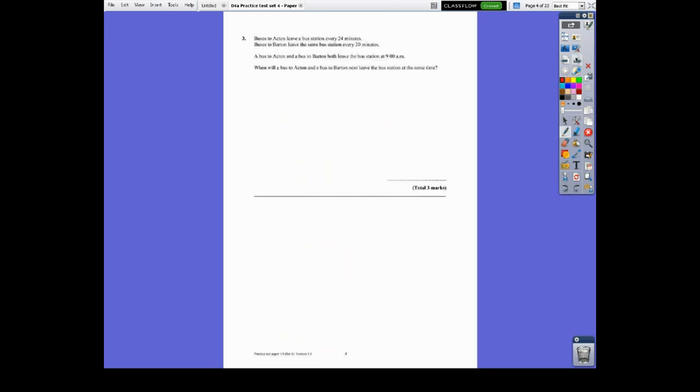Question 3. Buses to Acton leave every 24 minutes. Buses to Barton leave every 20 minutes. The bus to Acton and the bus to Barton both leave at 9 AM. What's the next time they leave together? So if we do the lowest common multiple of each of these, basically we need to do times tables of 24. So 24, 48, 72, 96, 120, 144, and so on. And if we do the multiples of 20: 20, 40, 60, 80, 100, 120, 140, and so on, we can see that 120 minutes is the lowest common multiple.